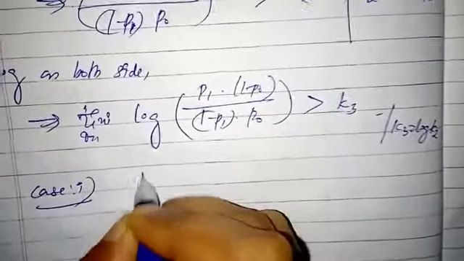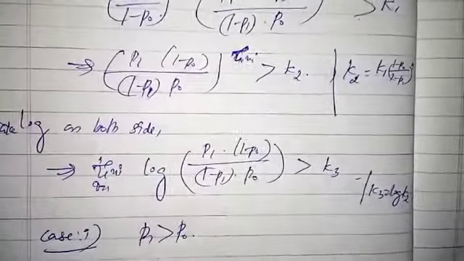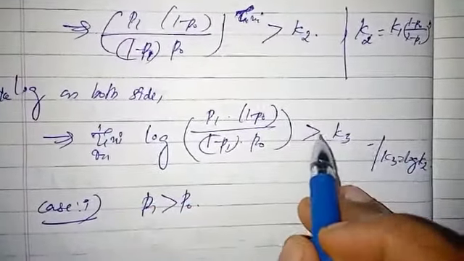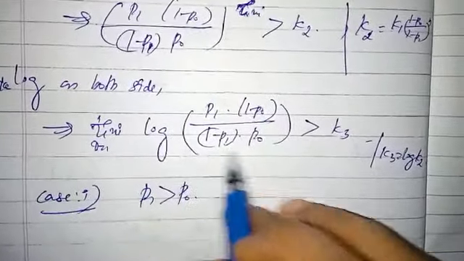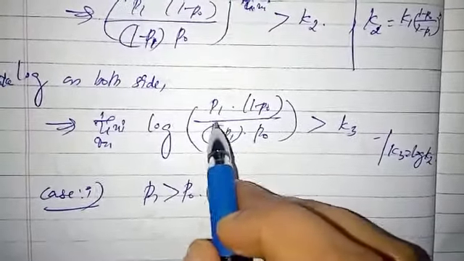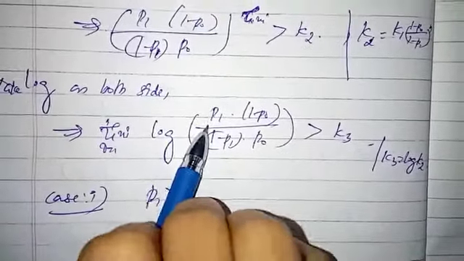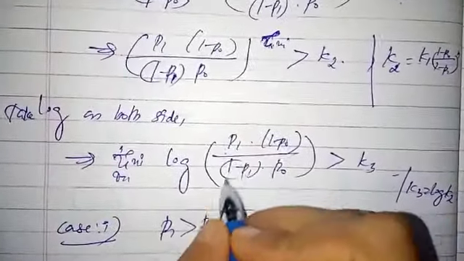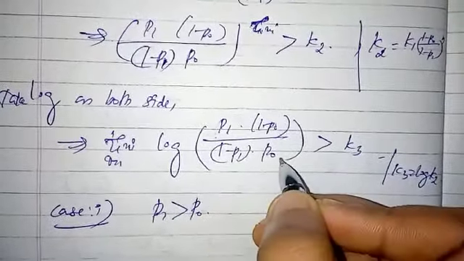So here in the first case, that is case 1, p1 is greater than p naught, right? So here we want to find out whether summation xi is greater than k or less than k. But in this term, we also have an additional term, that is a log of p1 into 1 minus p naught divided by 1 minus p1 into p naught, right? So we want to divide by this term. For that, first we have to know whether it is a positive or negative term, right?